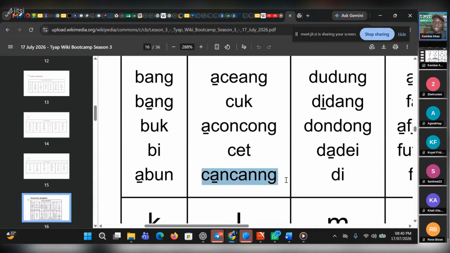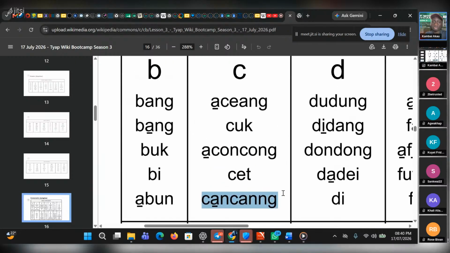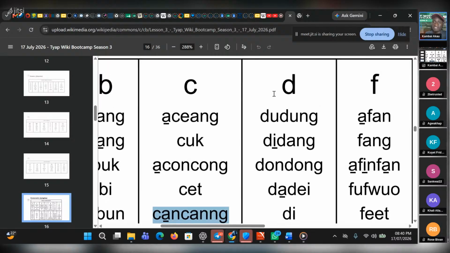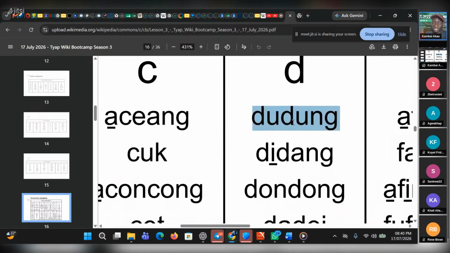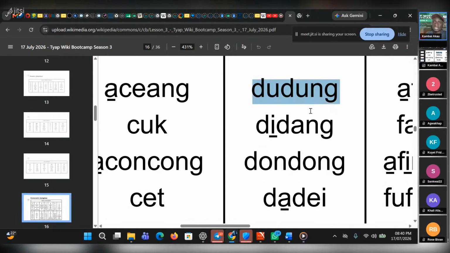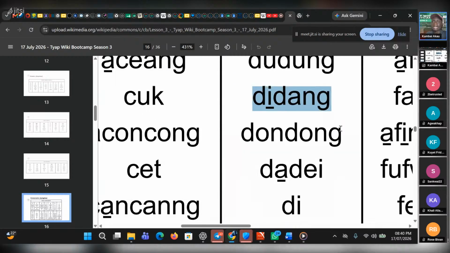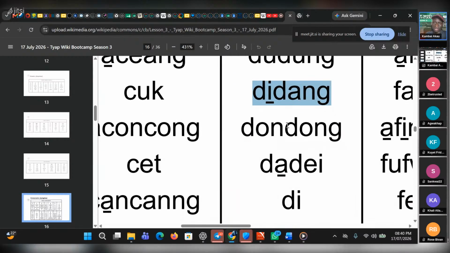And then we have chenchang, something that is very cold, chilly. You just took it from the refrigerator, chenchang. And then we have the d sound. Under here we have the word dudung, which is like a mortar that you use for pounding. And then we have didang. Didang is your appetite.